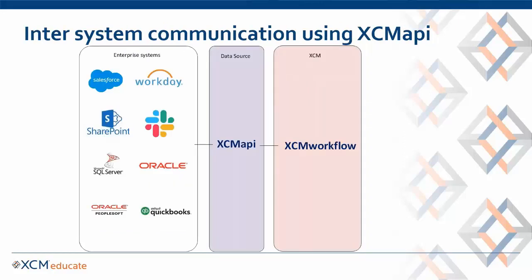Another one is inter-system communication that I had touched upon. You can actually achieve that with XCM APIs. You see Salesforce, Workday, or PeopleSoft, typical examples of ERP software. You can integrate with an intranet like SharePoint, or a communication platform like Slack. Or your typical database candidates, SQL Server, Oracle, or a verticalized solution like QuickBooks. I mean, the possibilities are endless. You can get quite a lot of stuff together using not only XCM APIs, but in general APIs.